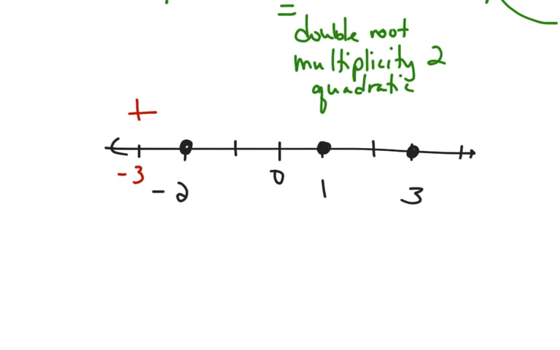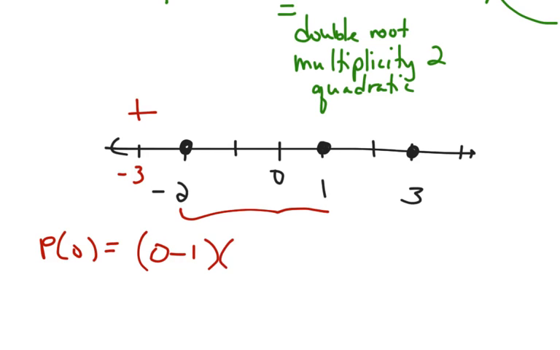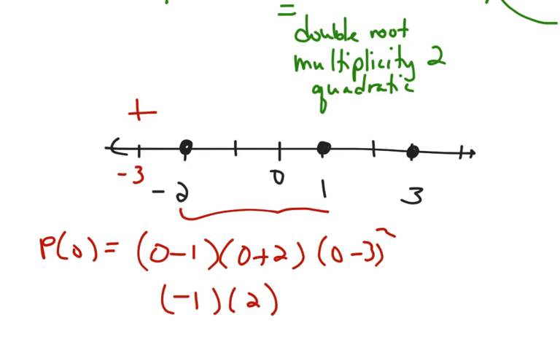Now I'm going to go back and look at this region here between -2 and 1. Is that part of the graph above or below? The easiest thing to try out is 0. So I'm going to plug 0 in: 0 minus 1, 0 plus 2, and 0 minus 3 squared. So I've got a -1 times a 2 times, this is going to be 9, and a negative times a positive is a negative. So I know that the graph between -2 and 1 is below the x-axis.